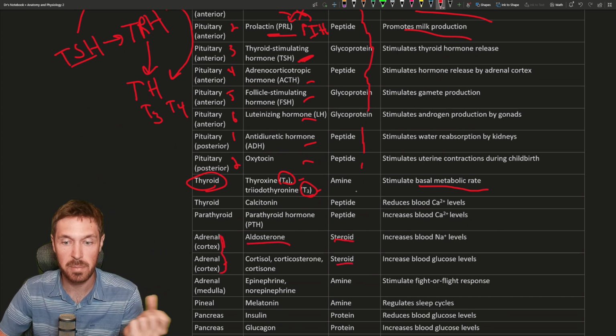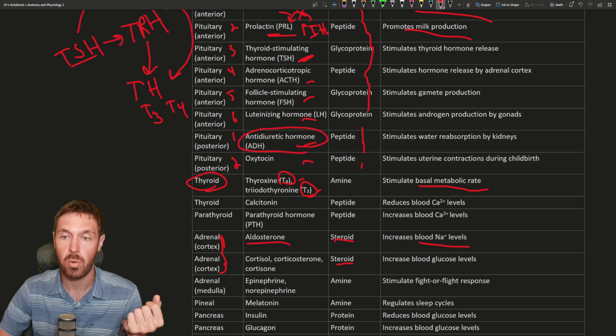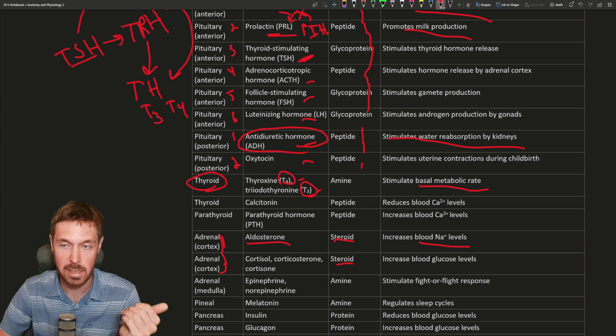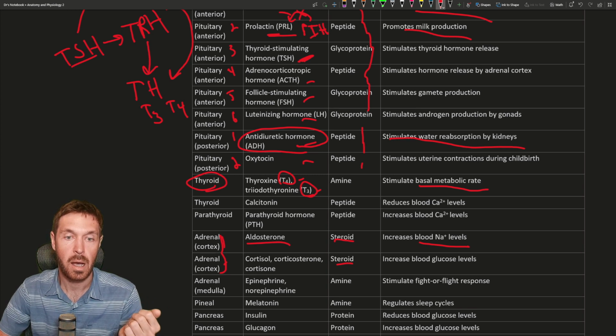So these are steroid-based hormones, which can target a bunch of cells. Aldosterone causes increased blood sodium levels, compared to antidiuretic hormone here, which increases water reabsorption. We talked about that example in the last video. So those two are working to regulate homeostasis of your blood volume and blood pressure.